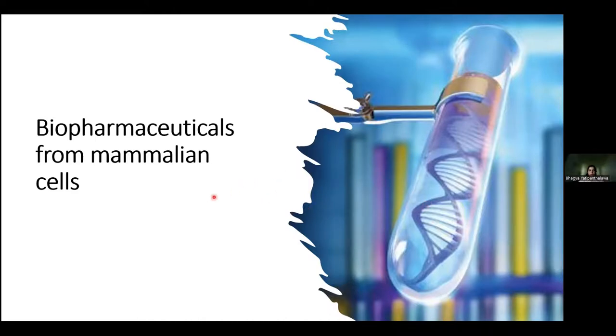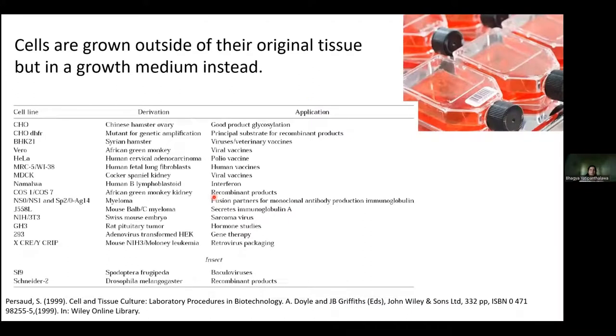Now, in order to produce biopharmaceuticals from mammalian cells, these mammalian cells are grown outside of their original tissue, in a growth medium. Here I have put a table of different cell lines that are most commonly used, and their origin and their applications. As you can see, there are different cells that are separated from Chinese hamsters, monkeys, cocker spaniels, and even from humans. So we would be cultivating them in a separate growth medium.